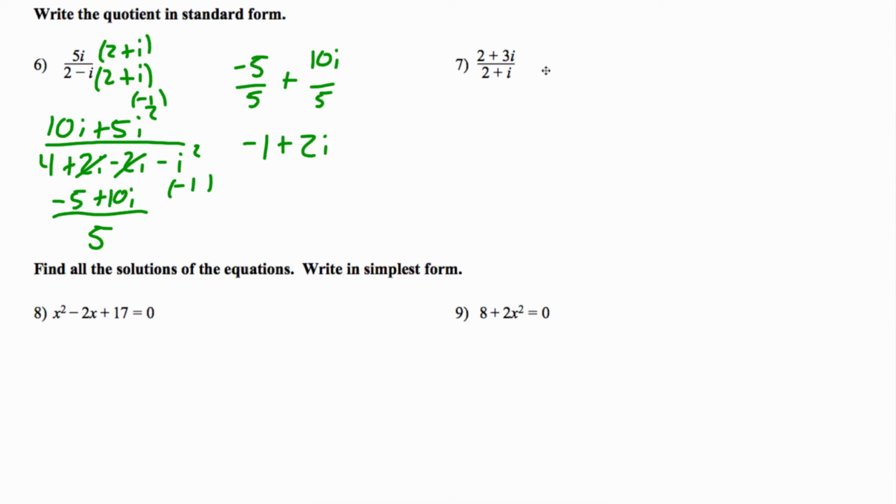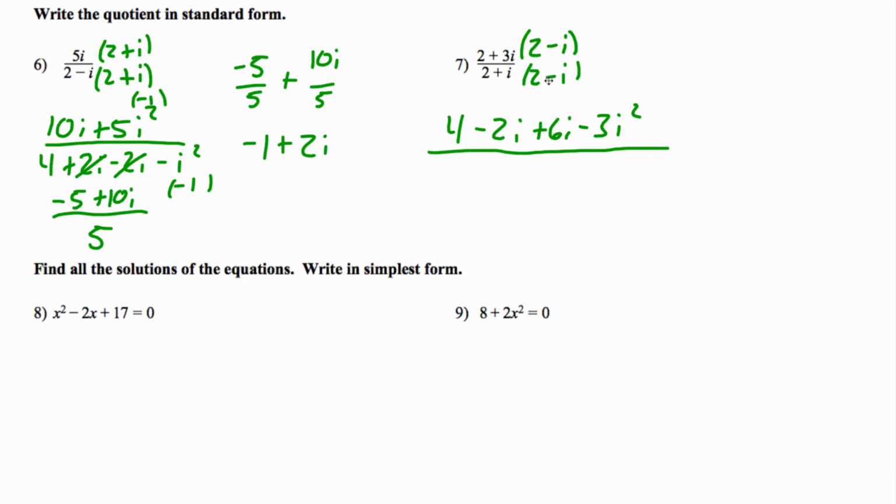Similarly, in number 7, we're going to multiply top and bottom by the conjugate of the denominator. So we're going to be multiplying top and bottom by 2 minus i. On top, we're going to have to FOIL. So 2 times 2 is 4. 2 times negative i is negative 2i. 3i times 2 is plus 6i. And 3i times negative i gives us negative 3i squared.